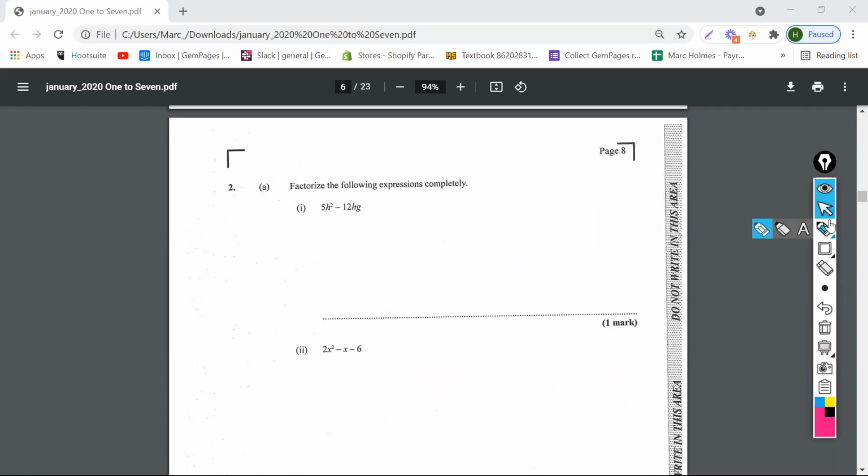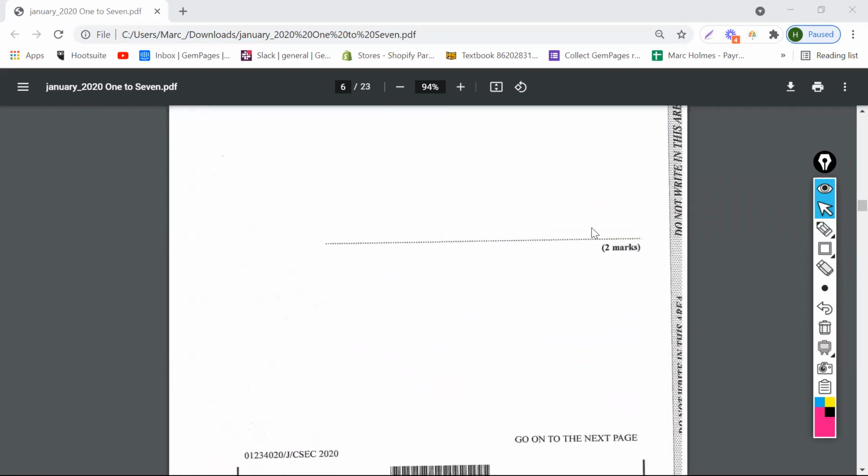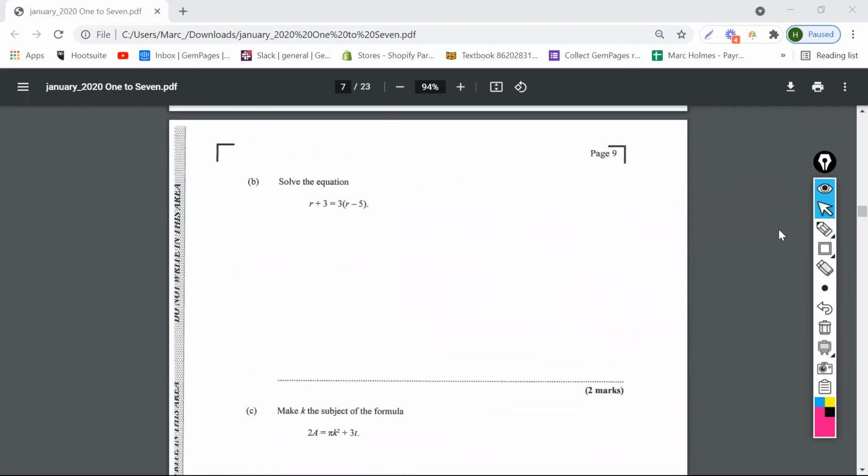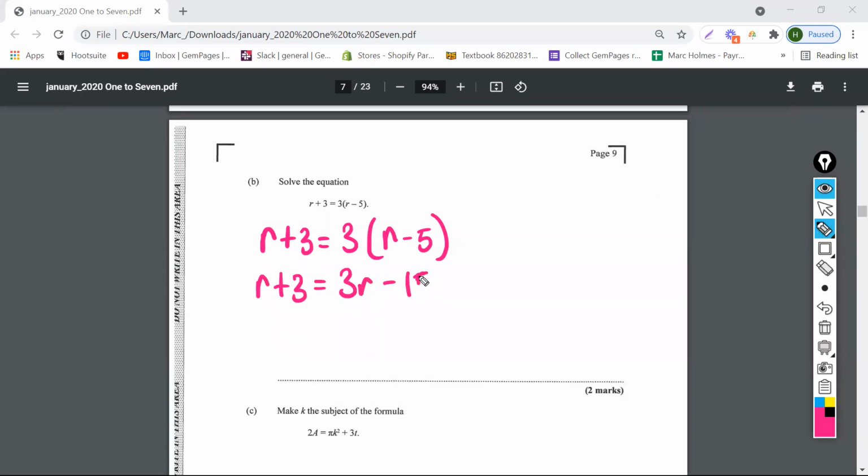Awesome. So this is okay. Let's move on to some other questions in this section. This is still number 2. And this one is kind of easy still. This one is very easy. R plus 3 is equal to... it says solve the equation, so we just need to find R. R plus 3 is equal to 3 times R minus 5. So this is going to be R plus 3 is equal to 3R minus 15.